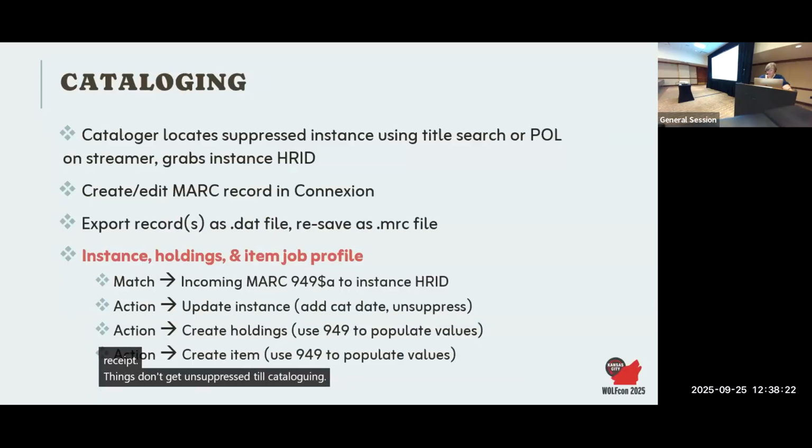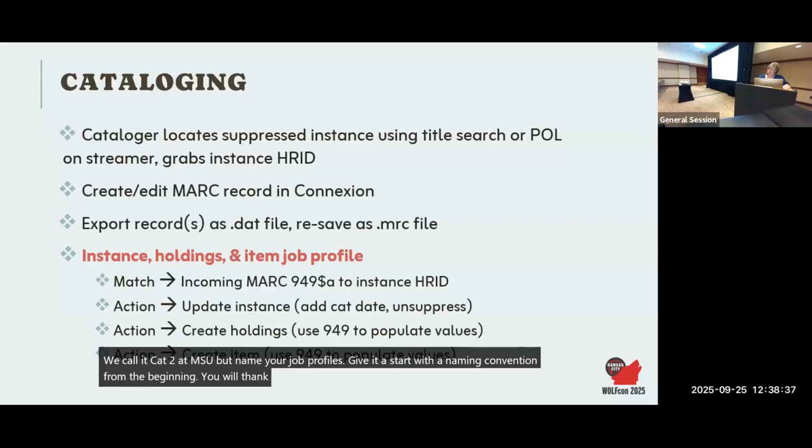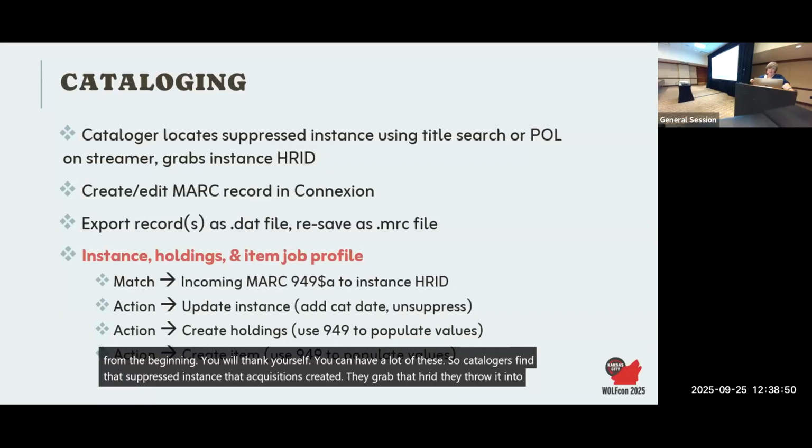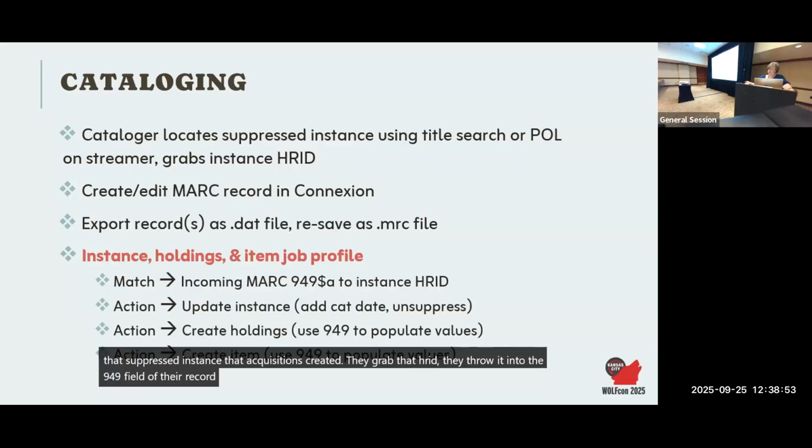A cataloging job profile we use a lot is, we call it CAT2 at MSU. Name your job profiles. Start with a naming convention from the beginning. You will thank yourself. You're going to have a lot of these. So catalogers find that suppressed instance that acquisitions created. They grab that HRID. They throw it into the 949 field of their record as they're editing in Connexion.